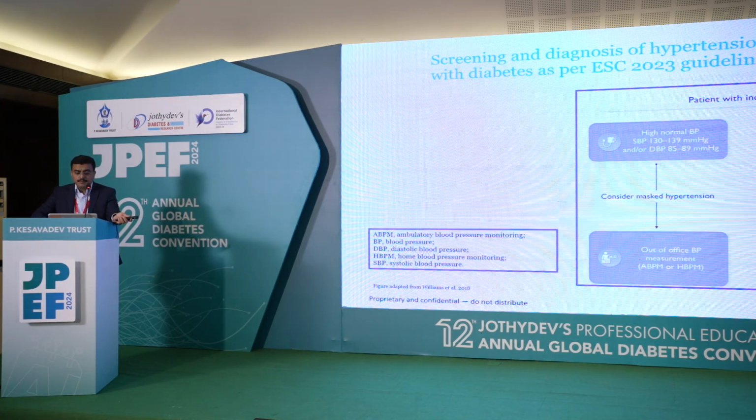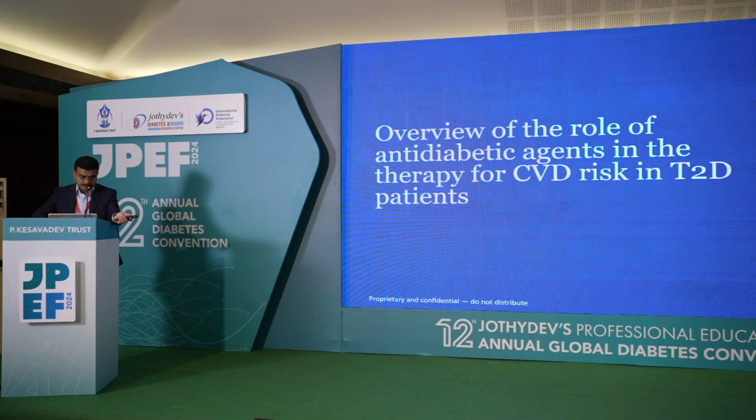So there we say that a BP of 130 to 139 systolic and diastolic less than 85 to 90 should be considered a high normal BP, and hypertension is something where any of the BP is above 140 or 90. And then once you confirm it, you should be very aggressive in managing it to a standard level.